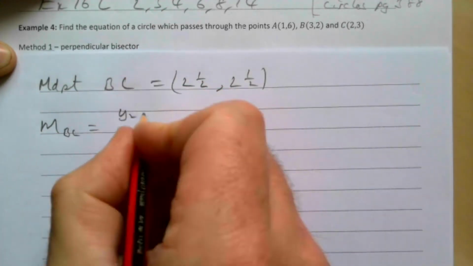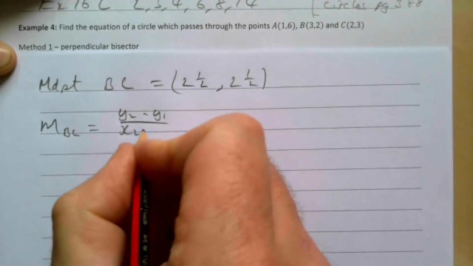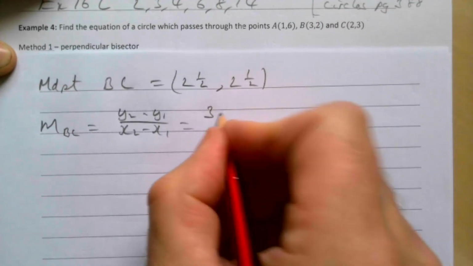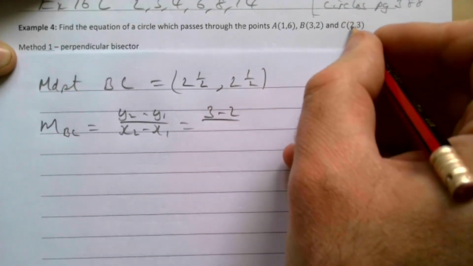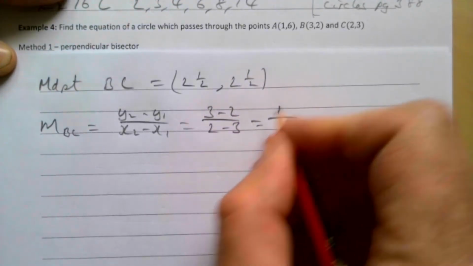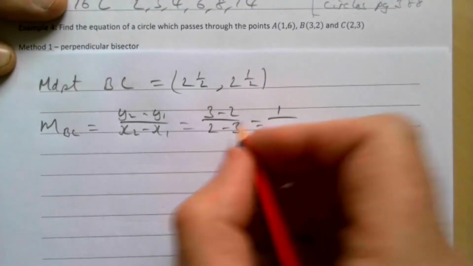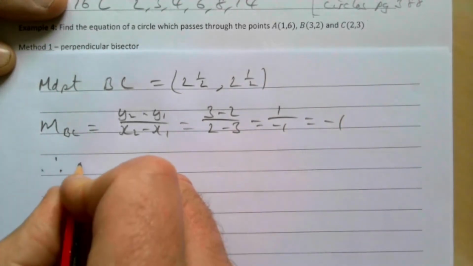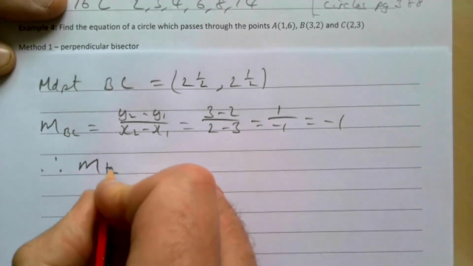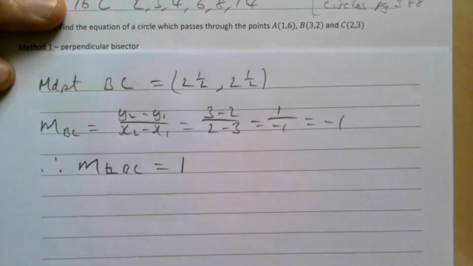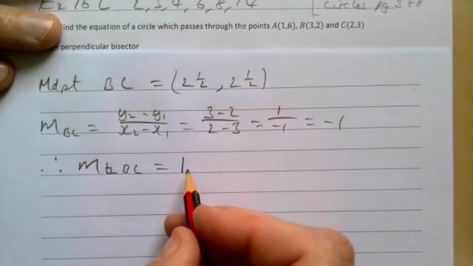Which is going to be y2 minus y1 all over x2 minus x1. 3 take away 2, 2 take away 3. 3 take away 2 is 1. 2 take away 3 is minus 1. That gives me minus 1. Therefore the gradient of the perpendicular bisector of BC then must be 1. So I know the point and I know my gradient, so I can go ahead and substitute.